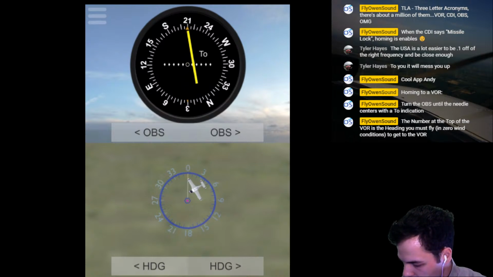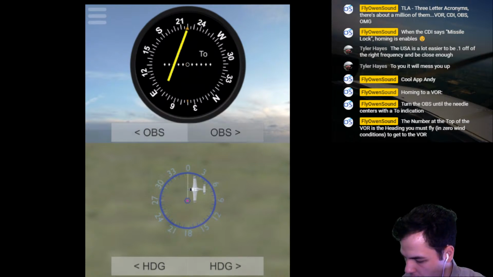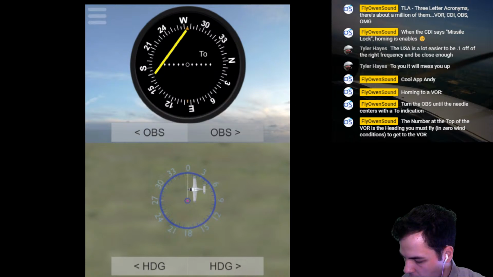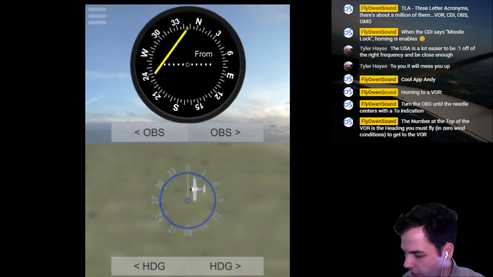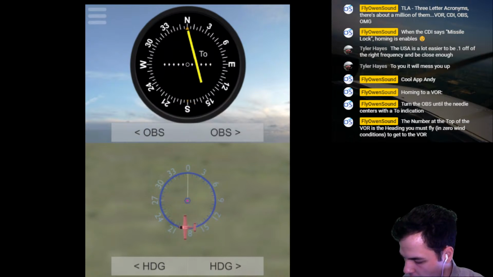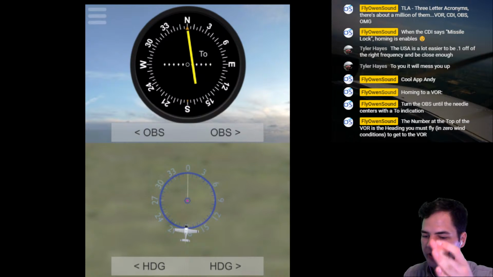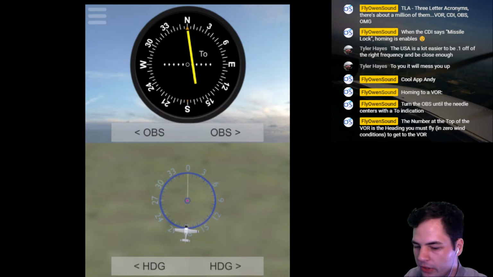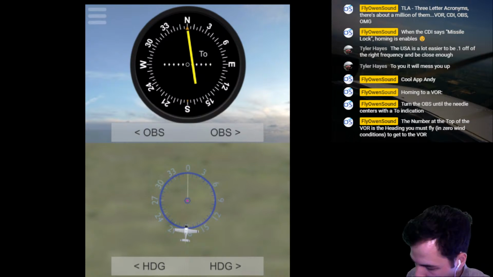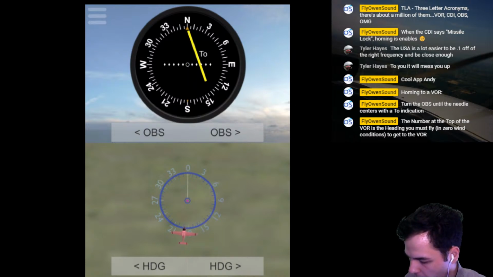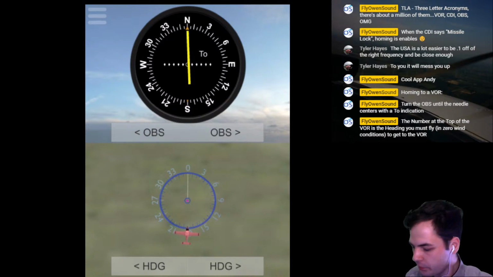Another thing about flying these sorts of tracks to the VOR is obviously you're noticing the needle is moving, right? Based on our position and based on an error from our position. We're not flying the same exact line that we were on previously. If you get to a point where the needle is a little bit left, a little bit right, you could fly back to the needle.